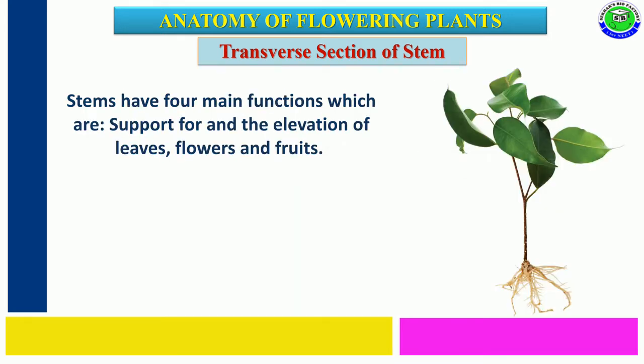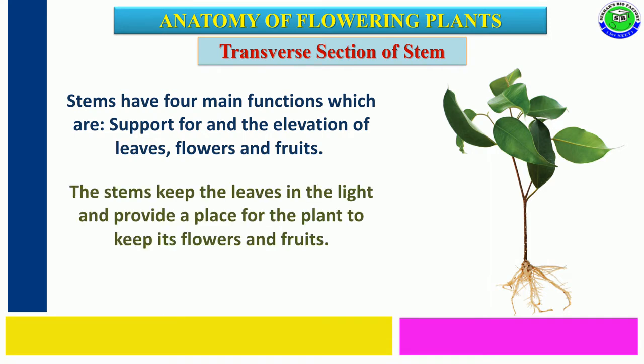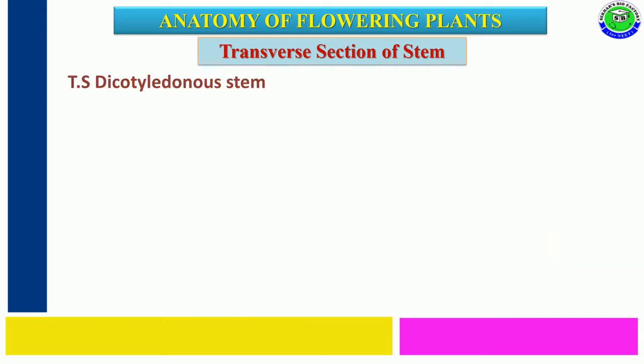Some of the important functions of a stem are that it provides support and also helps in the development of leaves, flowers and fruits in the plant body. The main function of the stem is to keep all leaves positioned to capture maximum sunlight. Along with that, it provides a place for the plant to keep the remaining parts like flowers and fruits. To understand the tissue organization of the stem, we have to take its transverse section.